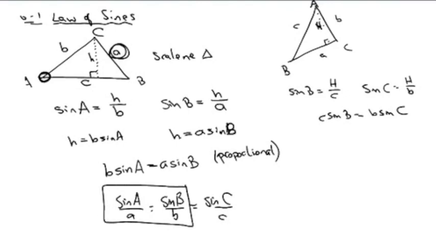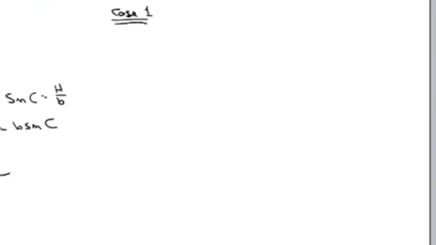So how do we use this? There's three cases. Case one. What are the ways that you can prove one triangle, two, or none? Be careful when you use it. So, case one is angle, angle, side.